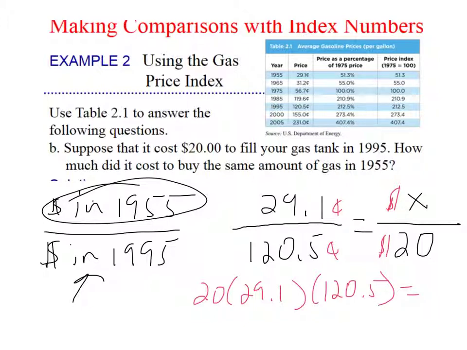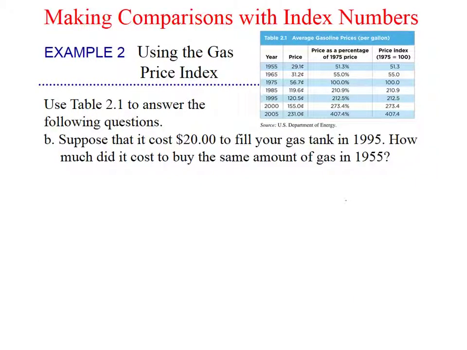I'll also show you how to do this with the method the book shows. I just wanted to give this to you as an option. So using the method they use in the book, we know that the index for 1955 was 51.3. We know the index for 1995 is 212.5. We're going to make that a decimal to do that division.